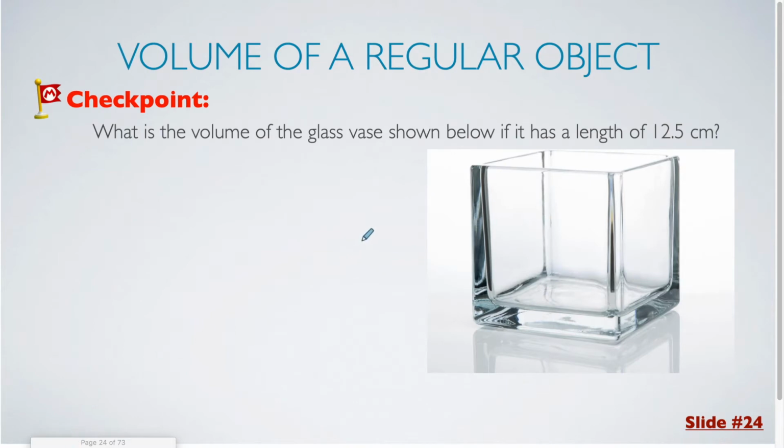Here we are trying to find the volume of a glass vase below if it has a length of 12.5 centimeters. This vase appears to be a cube, which means the length, width, and height will all be the same exact measurement. So in order to calculate the volume here, we would simply take our 12.5 centimeters and we're going to cube it or multiply it by itself 3 times.